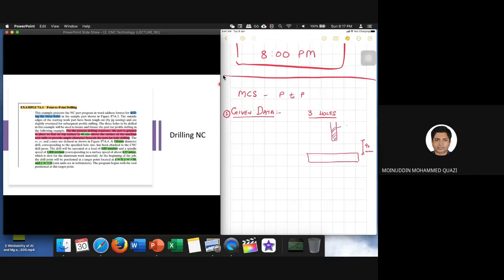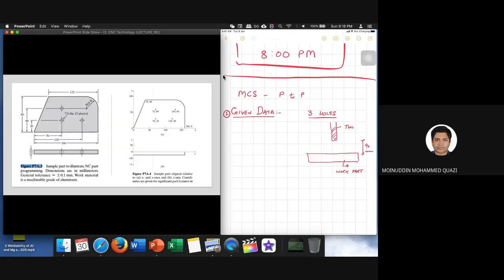This is my tool. This is my work piece or work part. The X, Y, and Z axes are defined as shown in figure P7A.4.A. So if we go back, then X, Y, and Z axes are shown like this, X and Y.